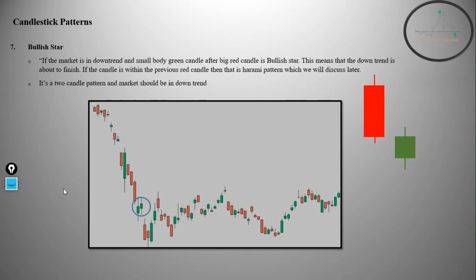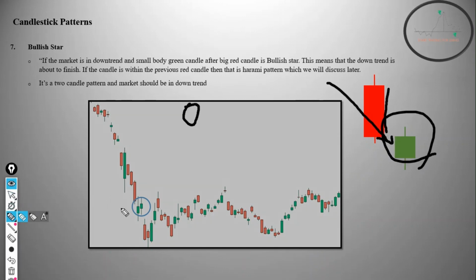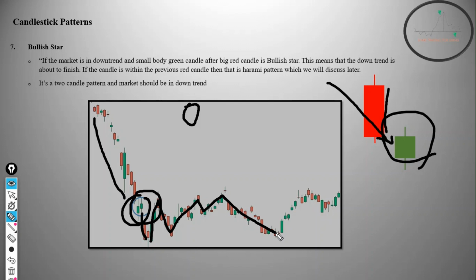So let's look into the chart to understand the bullish star. Here, if you look at the marked candle, this is the morning bullish star. The market is in a downtrend. This bullish star happened, and then there were a few more red candles, and then the market went up. Then there was a pullback, then up, then pullback, then up, and then again pullback, and then up.